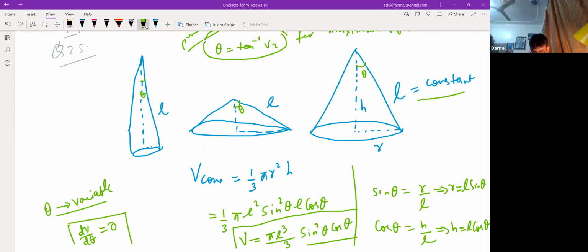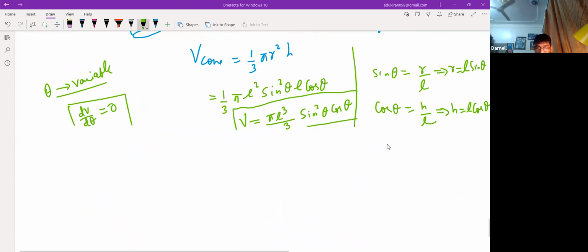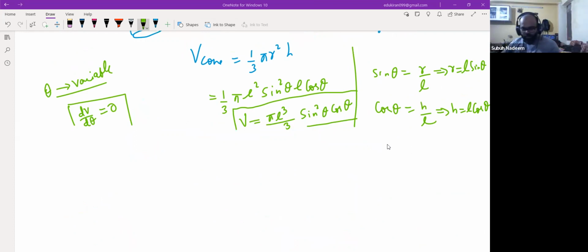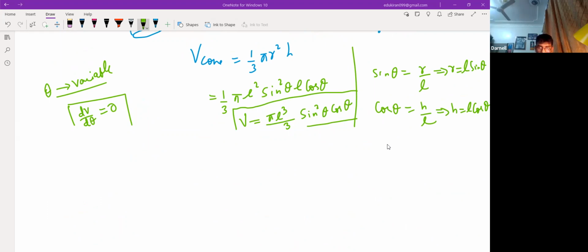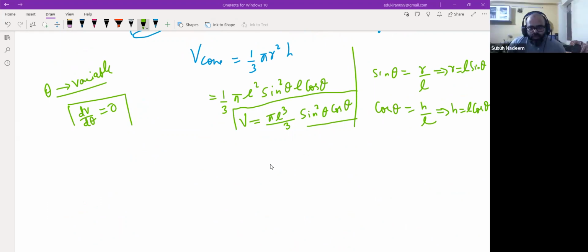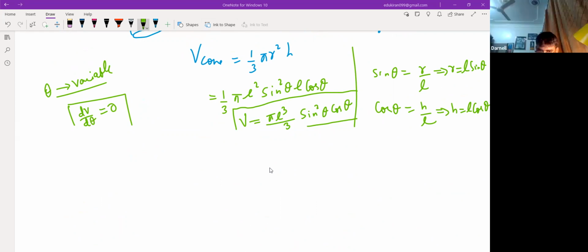So after differentiating, I got pi L cube by 3 sine theta and then in brackets root 2 cos theta plus sine theta, close bracket, and root 2 cos theta minus sine theta.